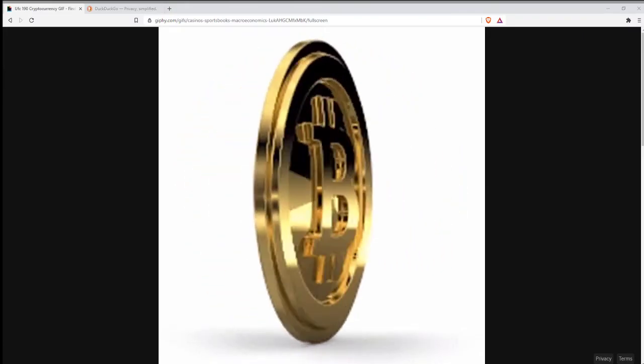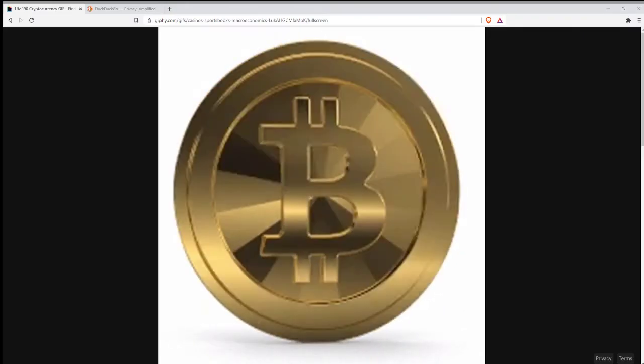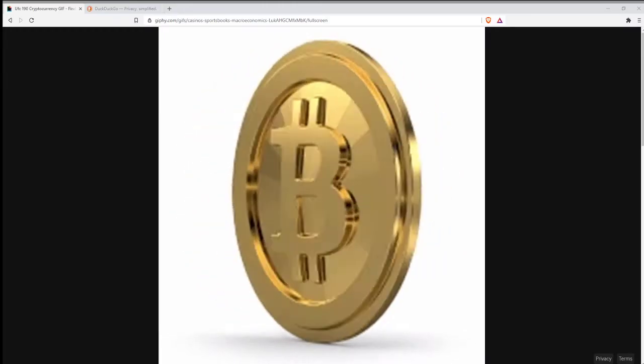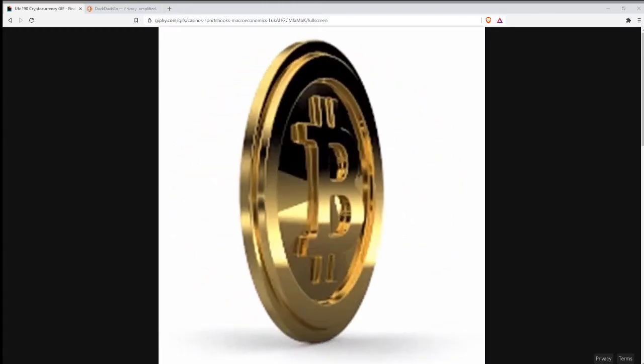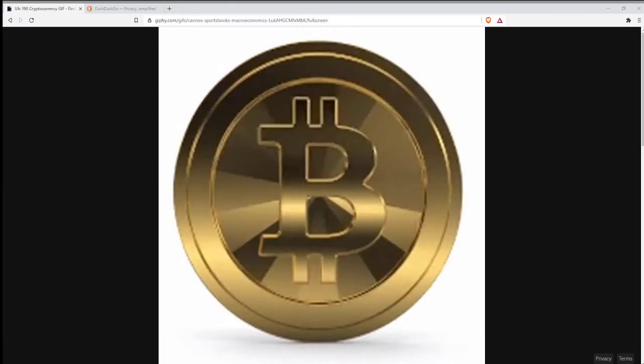Crypto Bread here, and today we are going to be talking about TradingView. What exactly is TradingView? How to use the web interface, and yeah, let's get straight into the content.